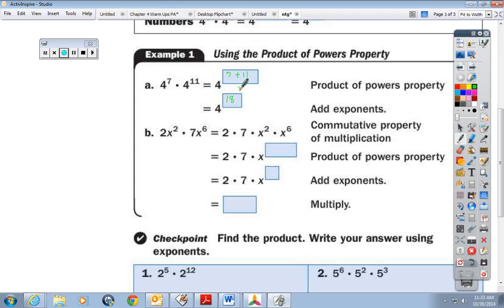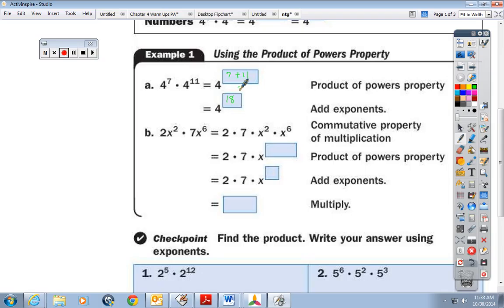Now, the difference between this and this: here we have variables that have exponents. Now, we also have coefficients. Are they the same? No. 2 and 7 are not the same, right? Do 2 or 7 have exponents? No, 2 doesn't have an exponent, 7 doesn't have an exponent.